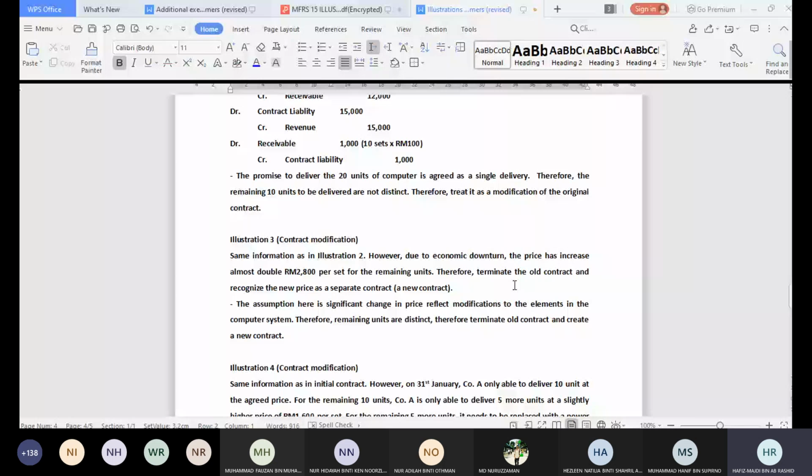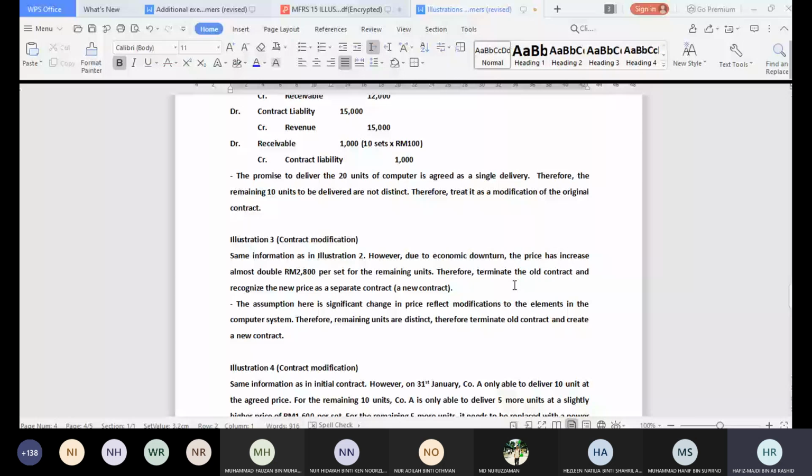So you might also have justification if you want to treat it as illustration number 2. You might also have a justification if that significant increase in the price is basically assumed to reflect the specification of the computer, which might lead it to be distinct.